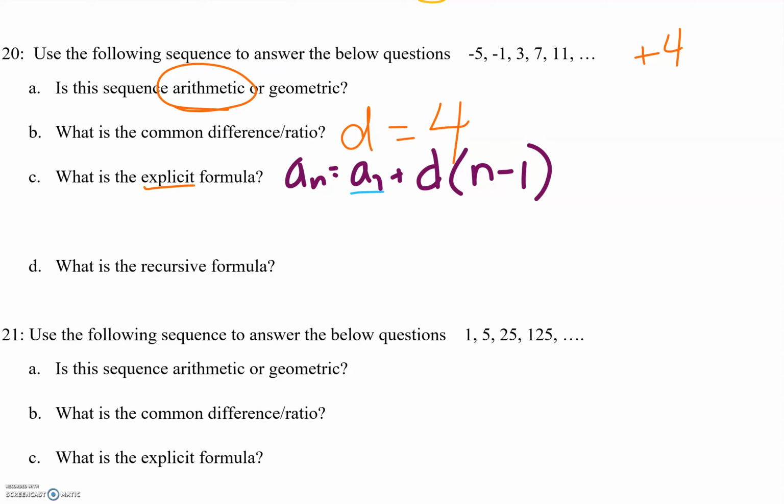Remember, this a sub 1 is our first term. Our first term is that first number. That first number is negative 5. Plus, well, our d is our common difference. That is the plus 4.